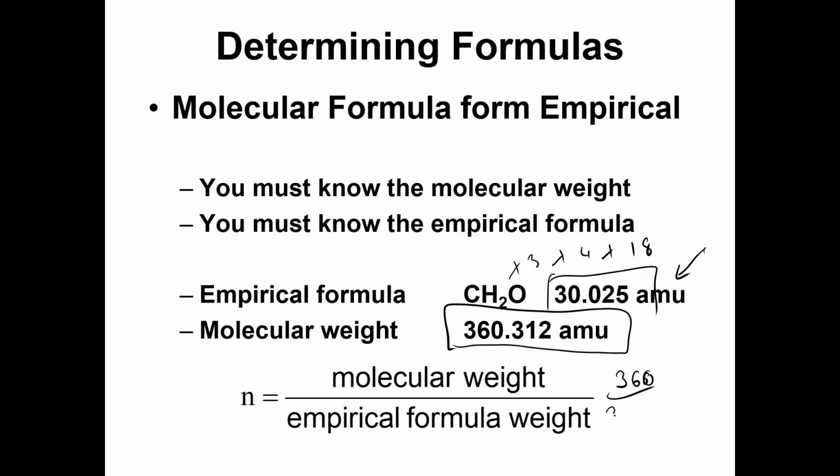So if I divide that by 30.02, I get a ratio of 12. Okay, so that means I have to multiply this by 12 to arrive at the molecular formula. So this is C12H24O12, which is sugar, table sugar, disaccharide. So you get the idea, right?